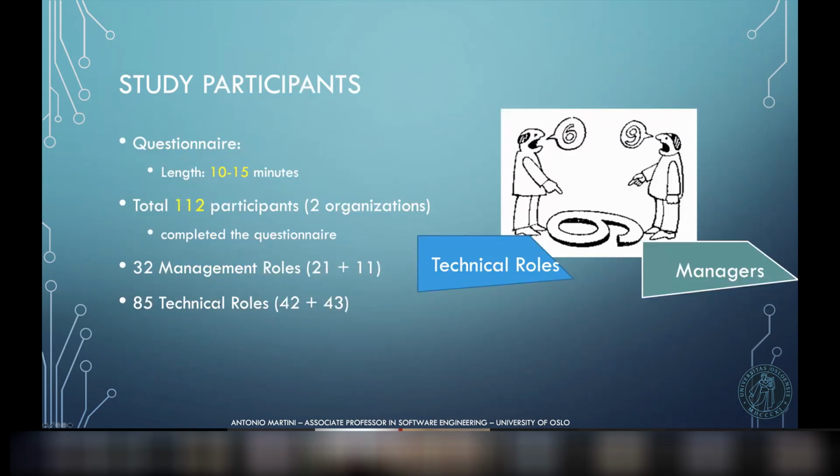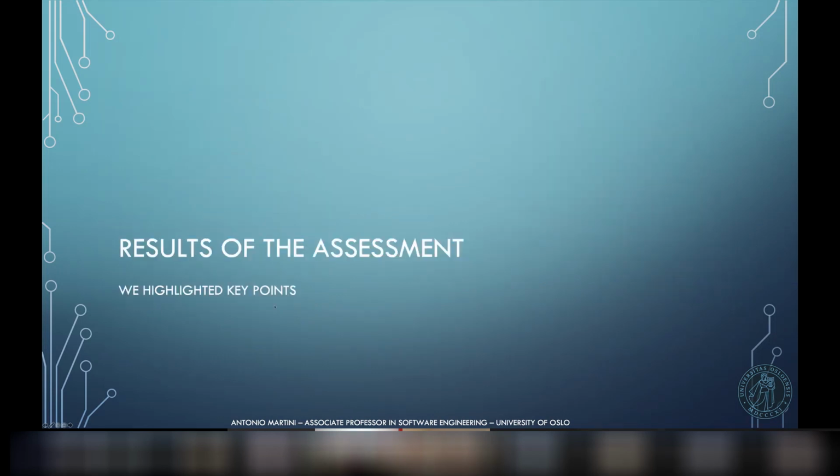The study participants, we have 112 participants from 2 organizations, 32 managers, 85 technical roles. Let's go quickly to the assessment.